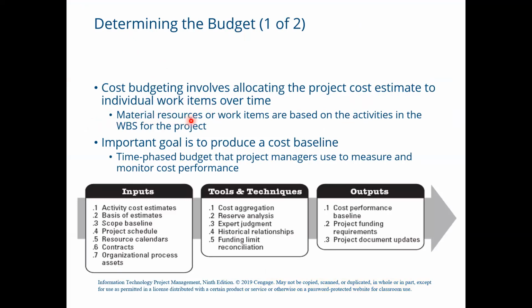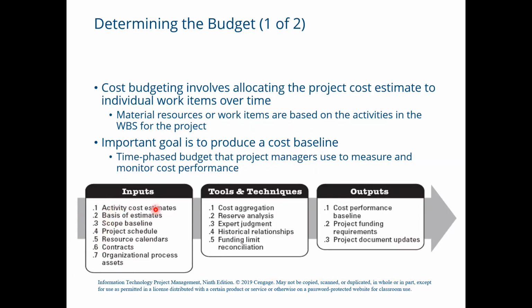It includes the material resources or work items based on the activities in the work breakdown structure for the project. As we know, the work breakdown structure has the definition of all the work items, so it is required over here. The important goal is to produce a cost baseline. It is a time-phased budget that project managers use to measure and monitor the cost performance. So these are the required inputs for the determining the budget phase.